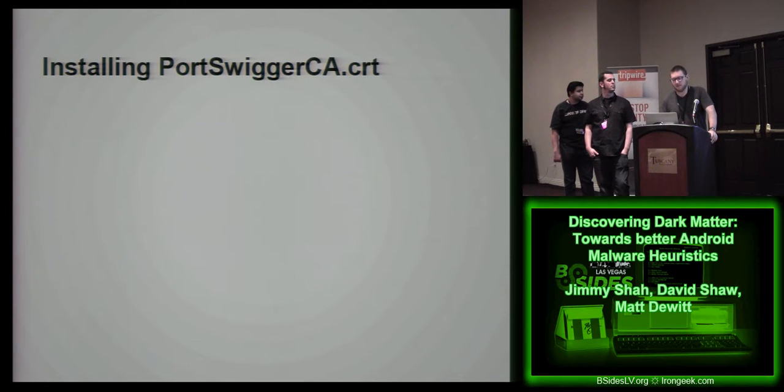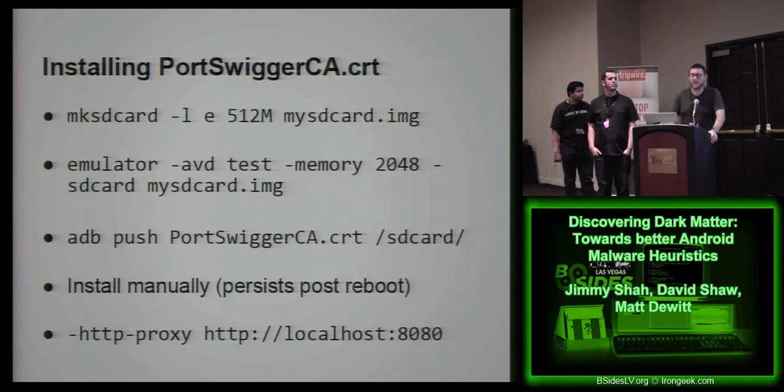So again, Google sort of helps us out in maybe a backhanded way by having the make SD command. We can basically create an image file for an SD card, mount it with the -sdcard command, and then use ADB to push the cert onto the phone, then install it manually. And that persists post-reboot, so you only need to do it once. And then that works a lot better. You can just run the HTTP proxy directly to whatever your intercepting proxy is. Again, we use Burp, so localhost 8080.